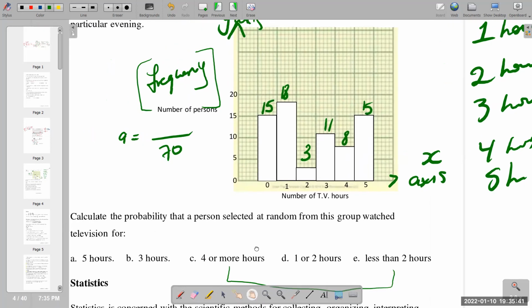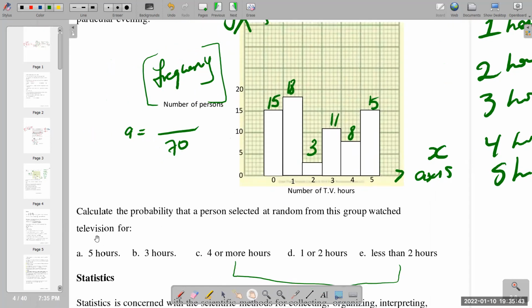A is asking us for the probability that the group watch TV for 5 hours exactly. So we go for 5. So what is my answer? Guys, somebody else saying it's 50. Let me pull up my calculators. I need to be able to trust y'all that y'all gonna add these things and tell me the right answer. So let's go. 15 plus 18 plus 3 plus 11 plus 8 plus 15.